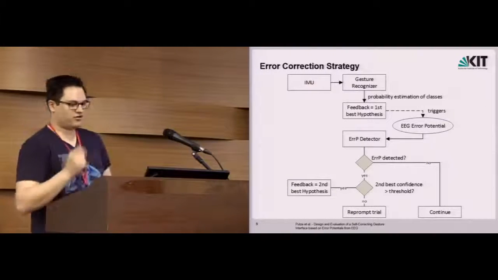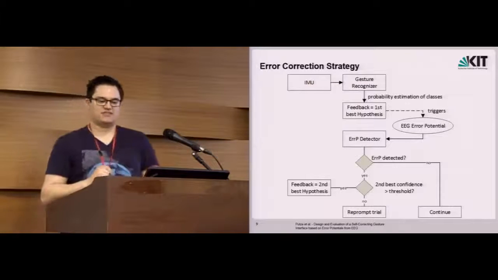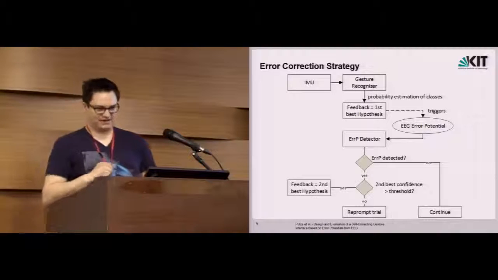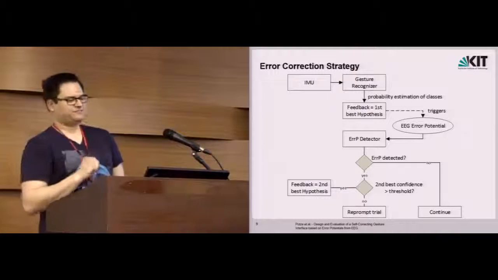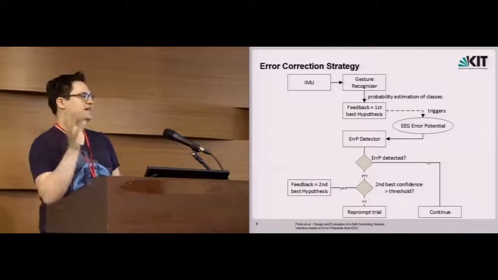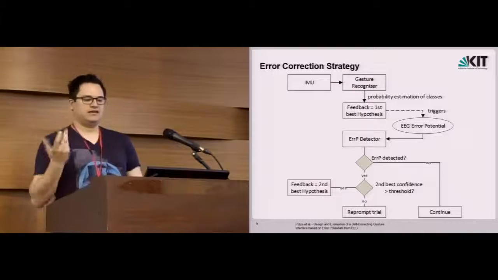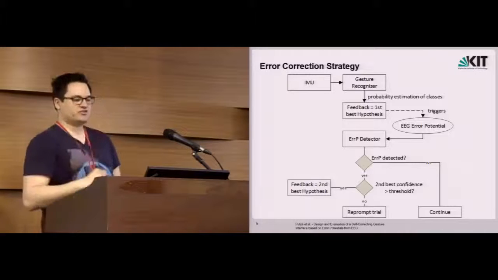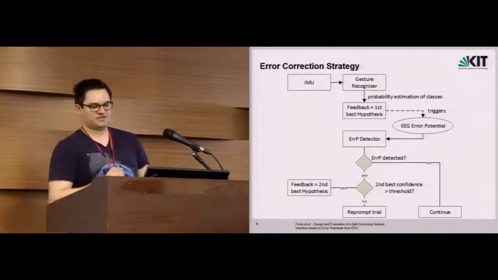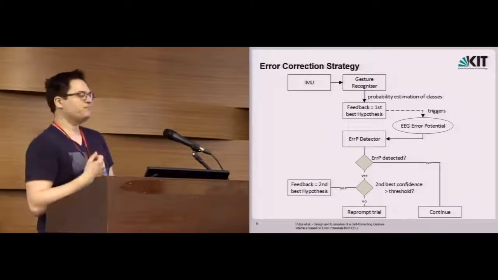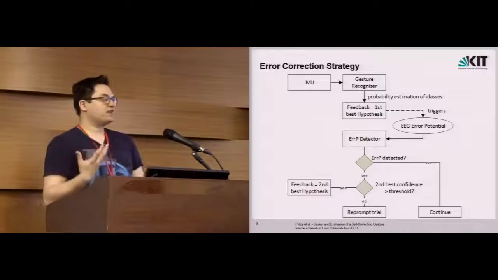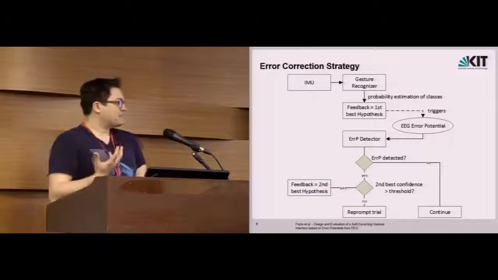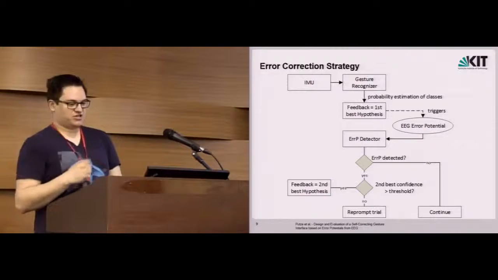So now that this error potential detector is in place, we can formulate an error correction strategy, which works like that. We have the GestureRecognizer taking the input from the IMU and yielding a probability estimation of the classes. We present to the user the first best hypothesis from this distribution as feedback. And if this feedback is actually incorrect, it will trigger an error potential. Hopefully we can detect this error potential using our error potential detector.